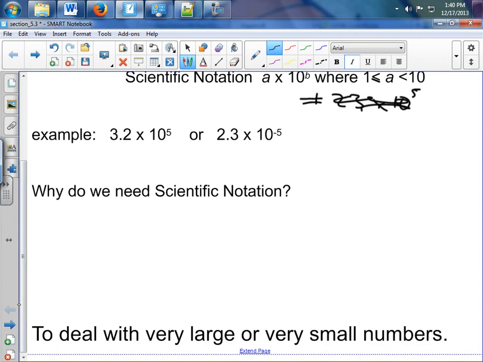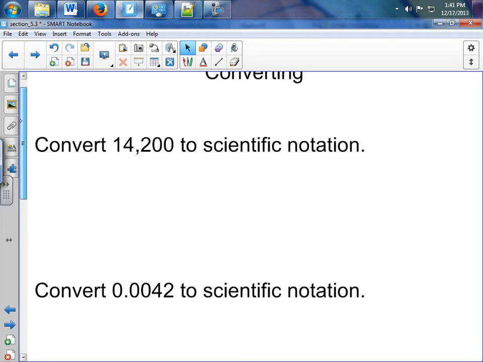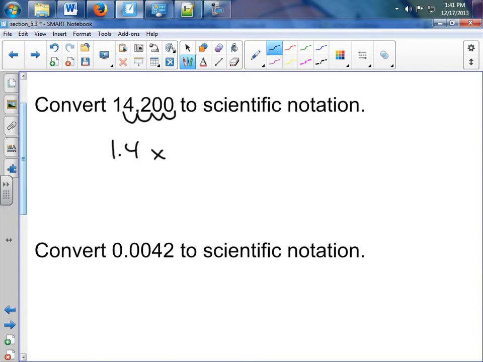We do this a lot in astronomy, dealing with very large numbers and very small numbers. Converting is pretty easy. I will refresh your memory if you don't know. I'm going to convert this, so I start here and I go 1, 2, 3, 4. So that's 1.4 times 10 to the 4th.